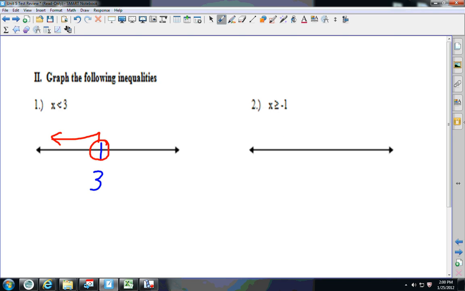The next one, right here, it's at -1. It has an equal to bar, so I'm going to do a colored in circle. The greater than, it's pointing to the right, so I shade to the right.